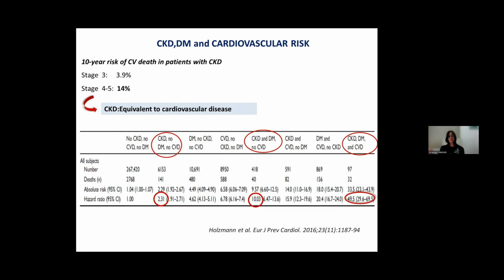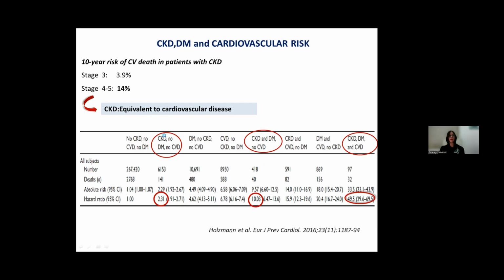And if we look at the interaction of the comorbidities, it's getting even worse. Here is the relative risk of death in patients with CKD without diabetes and without CVD. It is at 2.3. This risk increases to 10 in patients with CKD and diabetes, but without CVD. And patients with all three conditions have a relative risk of death of even 50. As we can see, all these comorbidities interact, and the effect is not additive, but multiplicative.